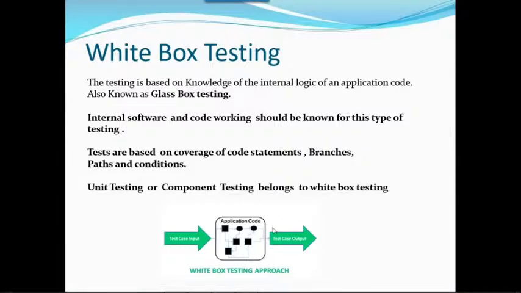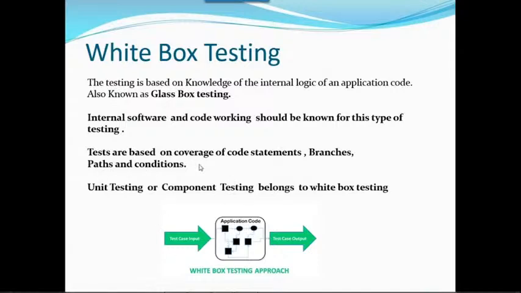Why can we call it a white box? Because the developer is able to see the code. That's the reason they call it a white box. In a white box, whatever you write, we are able to see that code. So that's the reason they call it a white box. Or they also call it structural testing.